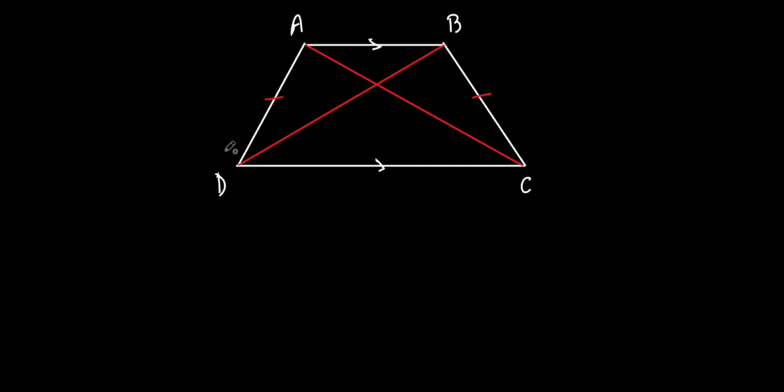And it is an isosceles trapezoid. I got the two sides marked right there. I got the two parallel sides, which means it's a trapezoid. And these two are equal, which means it's an isosceles trapezoid. So here's what they give you.